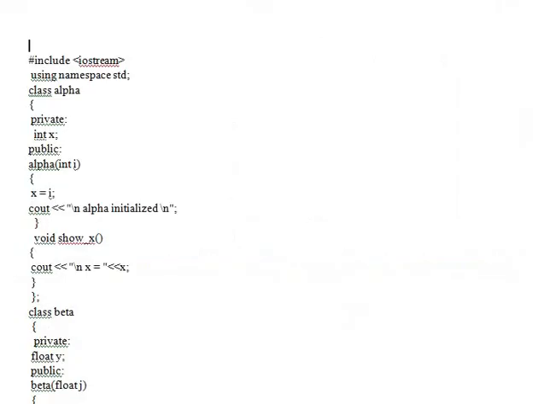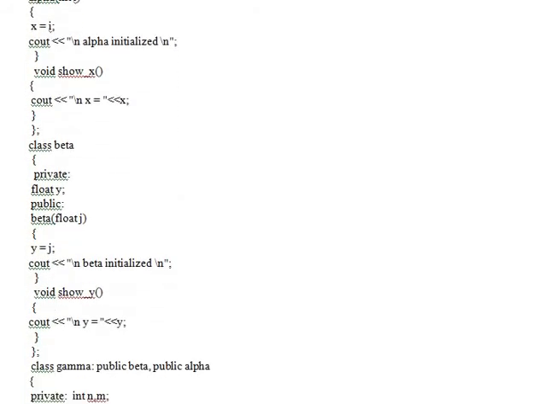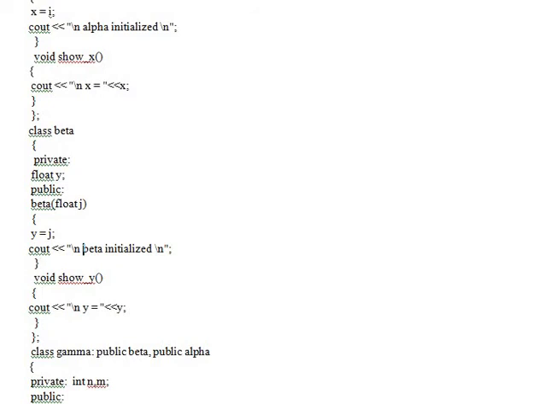Now we will see one program. Here is class alpha, in which integer x is a private member, and the alpha I function is public. In that, x equal to I means we are assigning the value of I to x, and after that we are displaying one sentence, that is, alpha is initialized. In the show function we are displaying the value of x. Same for beta, float y, and in beta, y is equal to j. Again here we display beta initialized, and the show function is used to display the value of y.